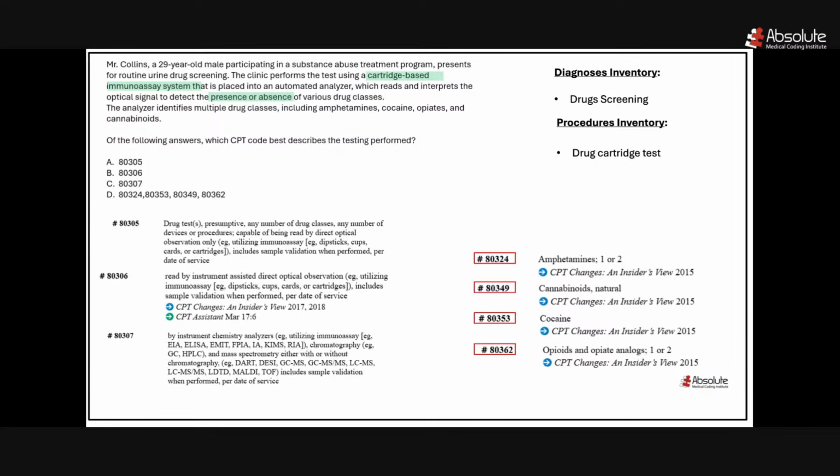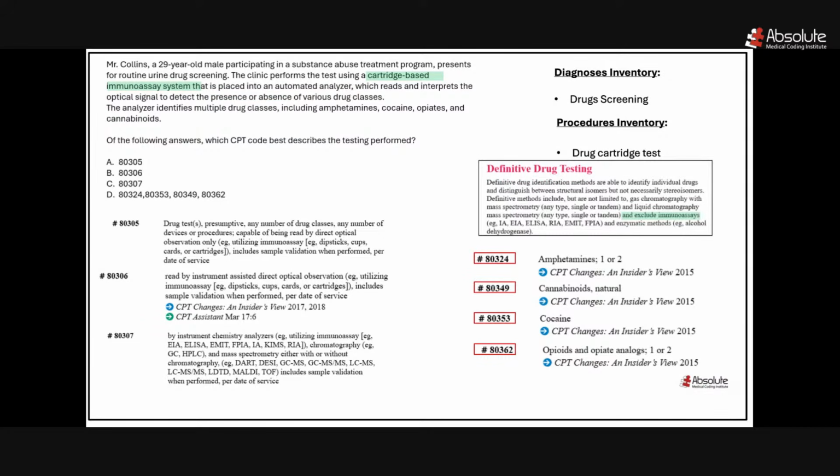Also, you can see that an immunoassay system was used. The guidelines state that definitive drug testing excludes immunoassay and enzymatic methods. So any test performed using an immunoassay or enzymatic method is not considered definitive drug testing. It will fall under presumptive drug testing. That is also an easy way to get it correct.